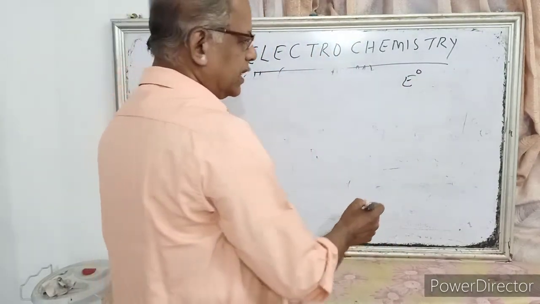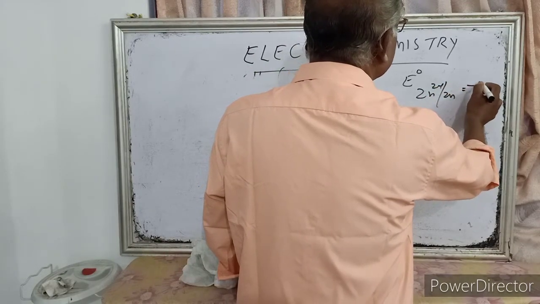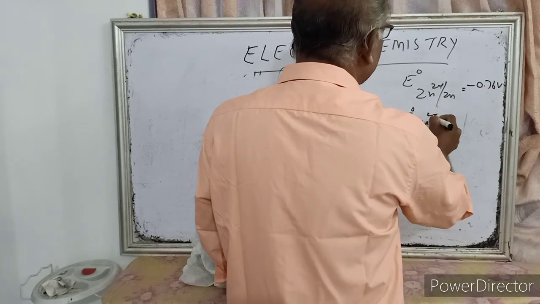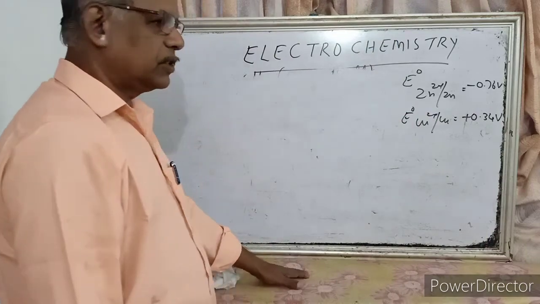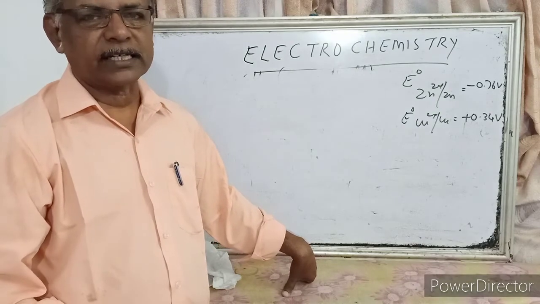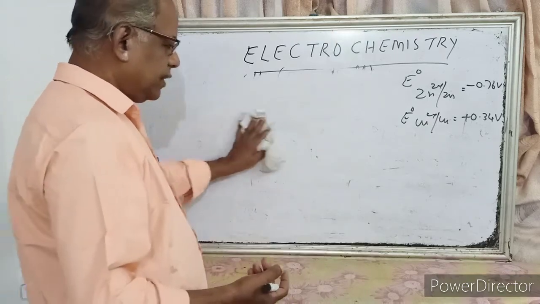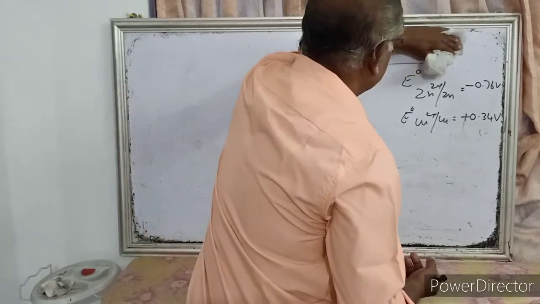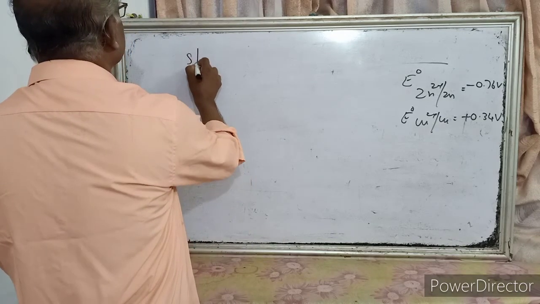For example, E0 for zinc, Zn2+ | Zn, is equal to minus 0.76 volt, and E0 for copper, Cu2+ | Cu, is equal to plus 0.34 volts. So according to IUPAC, standard electrode potential is called reduction potential. Only reduction potential is considered as standard electrode potential. Now coming to standard hydrogen electrode.